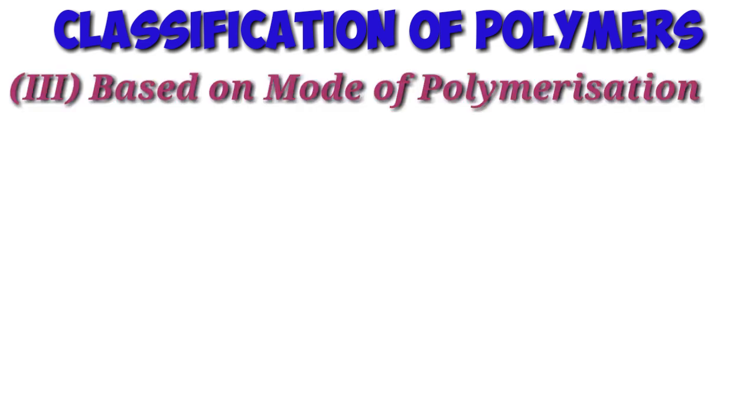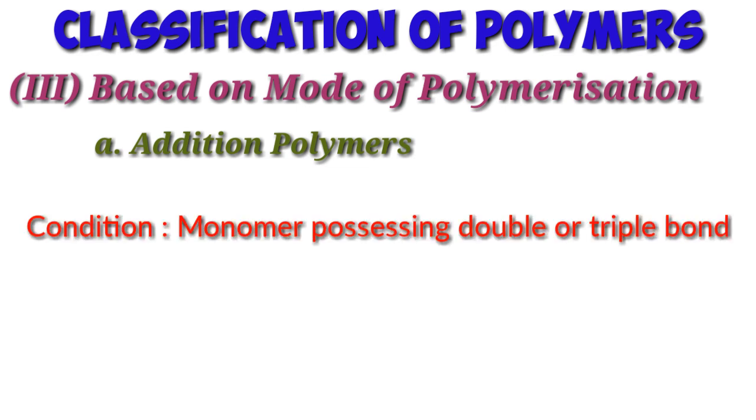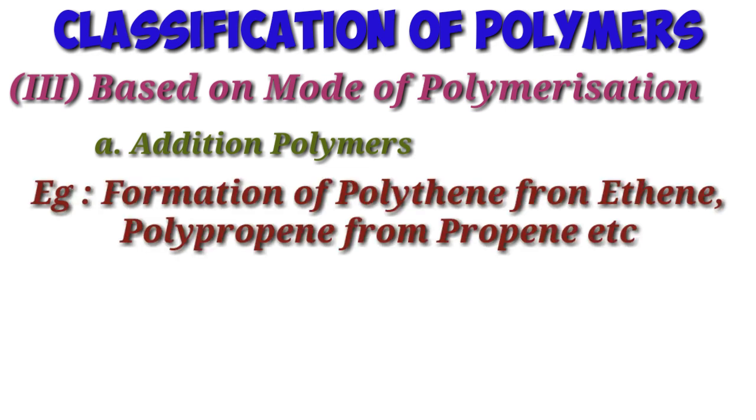Next category, classification based on mode of polymerization. First one of this category is addition polymers. If monomer molecules possess a double bond or triple bond, they undergo repeated addition and form polymers. These polymers are called addition polymers. That is, they are formed by the repeated addition of monomer molecules. The formation of polythene from ethene and polypropene from propene are examples.